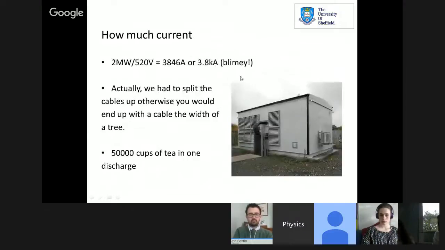But essentially, our minimum voltage across our big battery is about 520 volts. So you're talking near the 4,000 amps at 600 volts. So I think we worked out the other day, this battery will basically boil enough, it has enough energy to make enough water for 50,000 cups of tea in one discharge. So they're big numbers really.